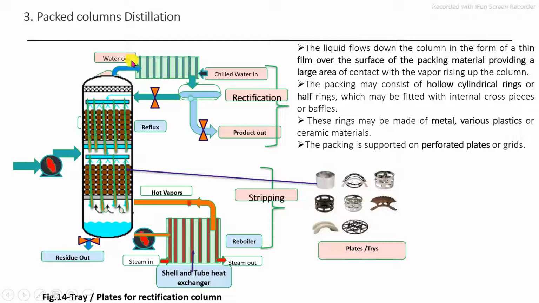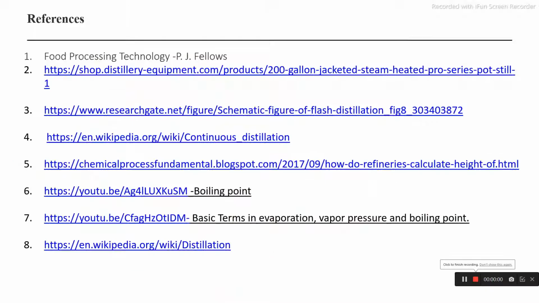The main parts of the packed column are a reboiler at the bottom, that is a heat exchanger for the continuous heating process, and a condenser at the top for the condensation process. Packed column distillation is basically used to prepare the final, more concentrated product.